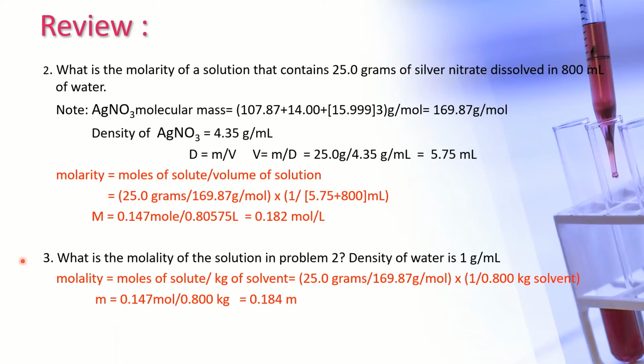Number 3. What is the molality of the solution in problem 2? Take note that the density of water is 1 gram per ml. So molality is equal to moles of solute over kilogram of solvent. This is equal to 25 grams over 169.87 grams per mole times 1 over 0.8 kilogram solvent. So molality, or small m, is equal to 0.184.